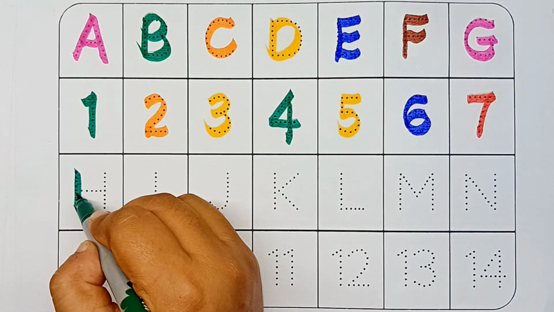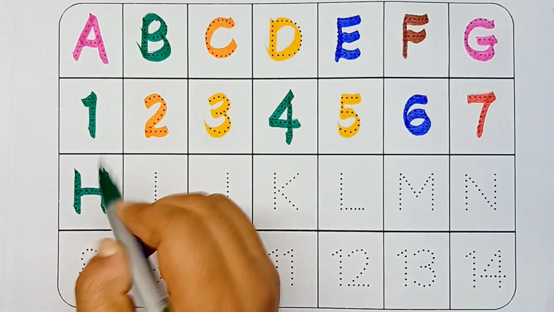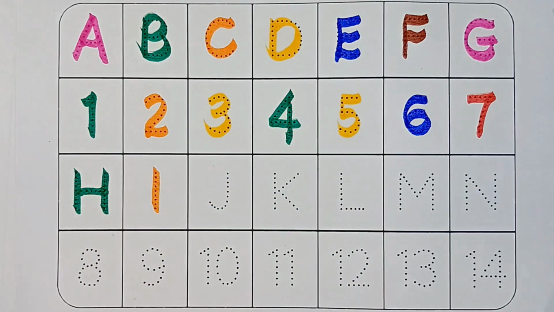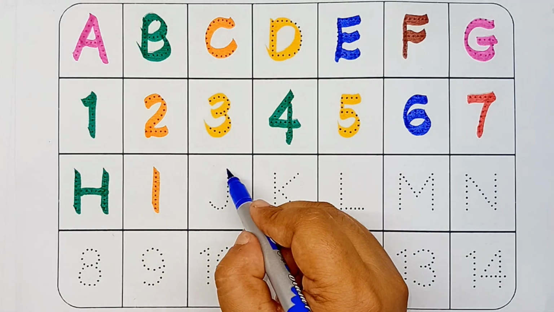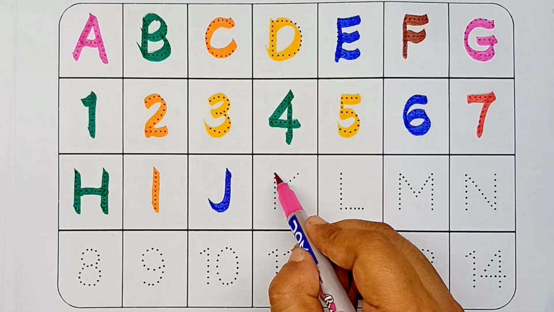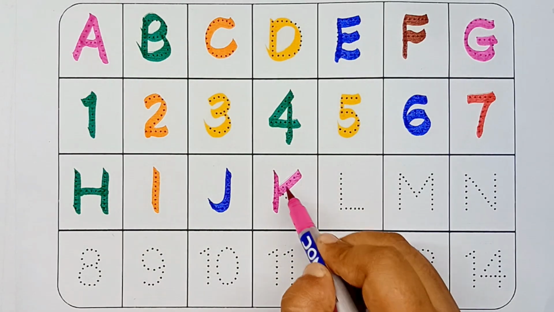H for honey, I for ice, J for jug, K for key, means chabi.